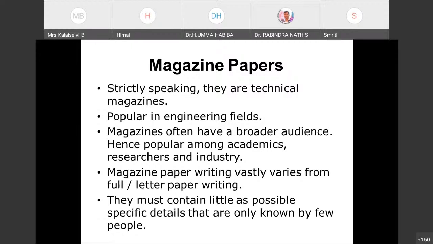I think all of you might have read magazine papers, and if you have not, I highly encourage it, because even to write a magazine paper, you need a lot of practice as well as a lot of time. You might need to write many drafts, discuss with your supervisors and professors, and then edit them before you submit. Otherwise, there's a risk of rejection from the magazine editorial board.